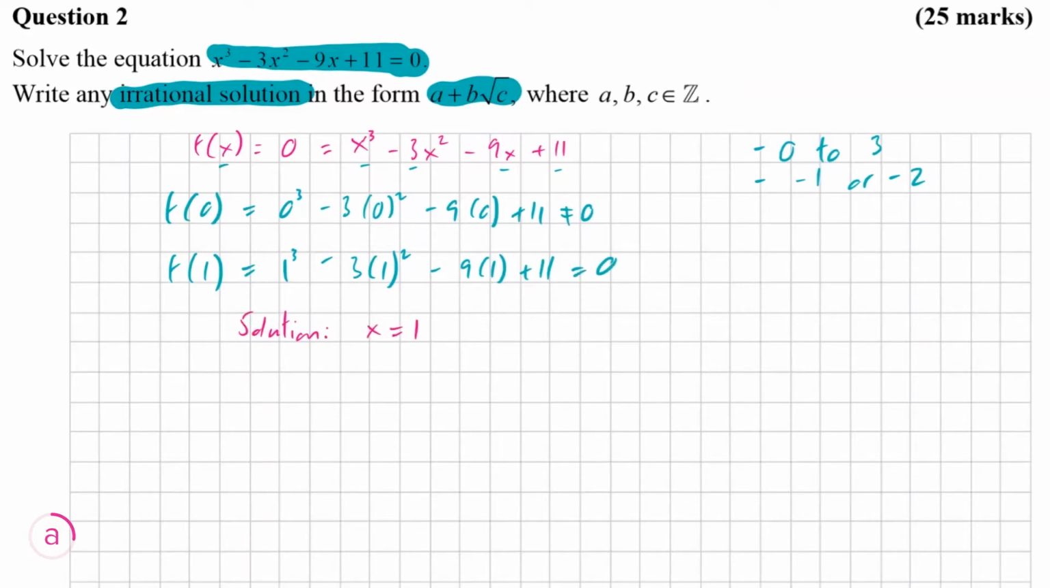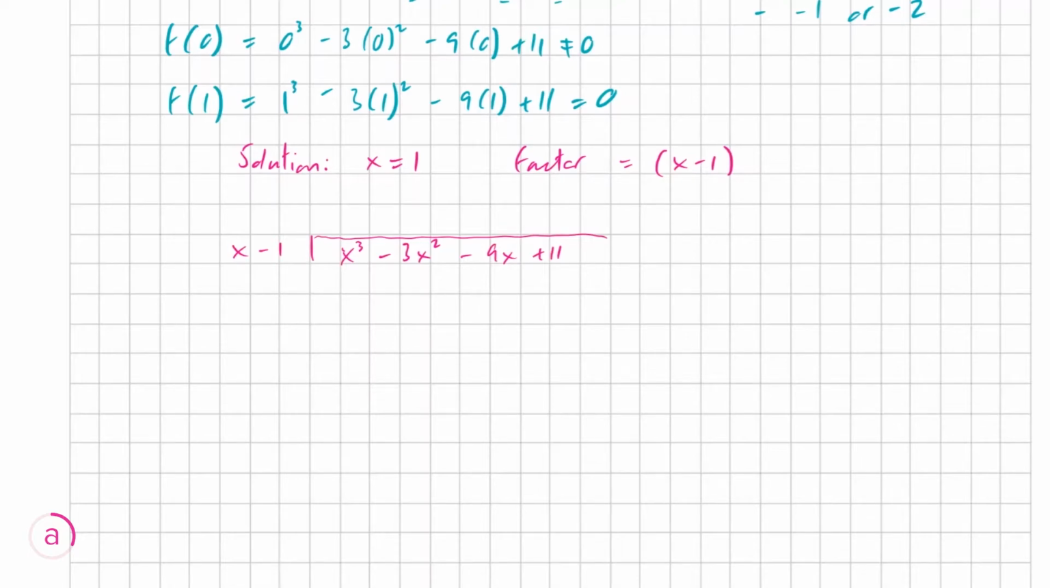So that's a solution, but what we need for our long division is actually a factor. So our factor is equal to x minus 1. And that's because we've established that x minus 1 is in fact equal to 0. So now what we're going to do is divide our newfound factor into the original cubic in order to find a quadratic that we can then use the minus b formula on. Because there is no minus b formula for cubics, unfortunately.